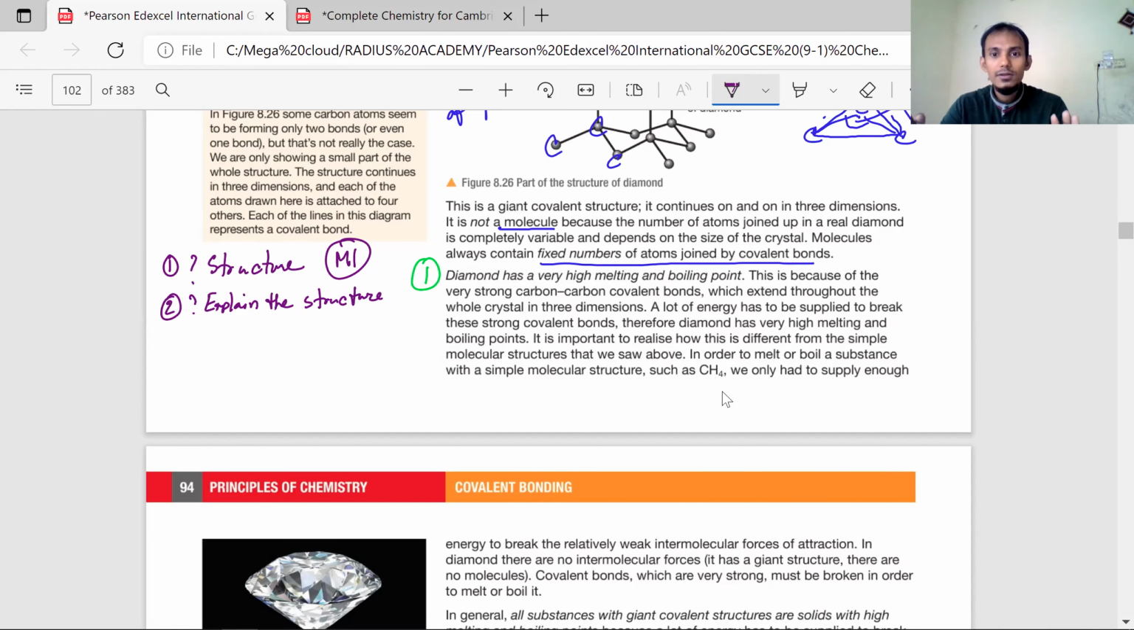I'll write it down. Don't worry. I'll write it down later on, but try to understand what I'm doing. First, diamond is a giant covalent structure. Mark 1. Mark 2, where each of the carbon atoms is joining with 4 other carbon atoms in a tetrahedral lattice structure. Done. Mark 2. Don't write now. I'm writing for you. You will take note later on.